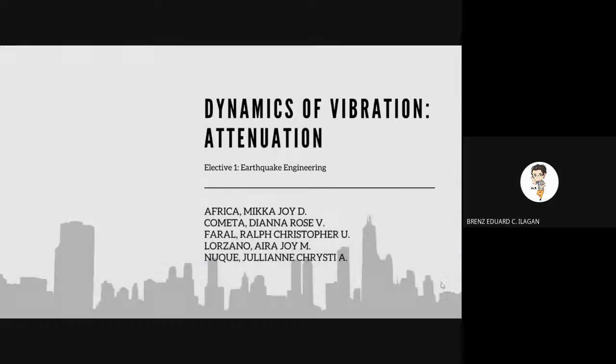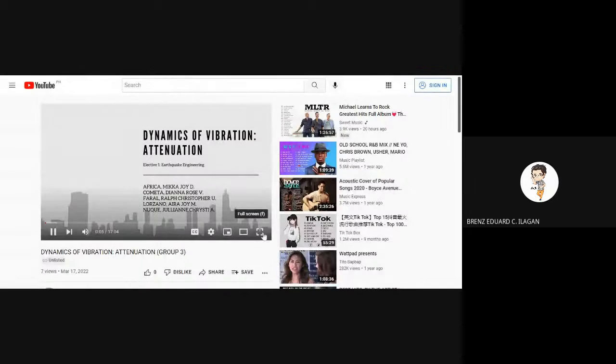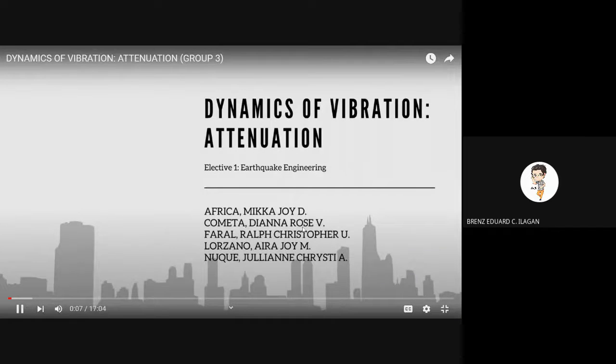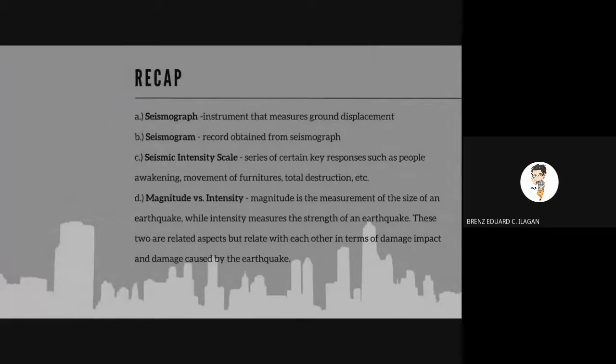Before we jump into our new lesson, let us have first a recap of what has been discussed by the previous reporters. According to their discussion, seismograph is an instrument that measures ground displacement. Seismograms are records obtained from the seismograph.